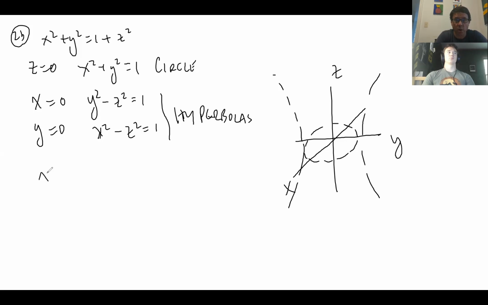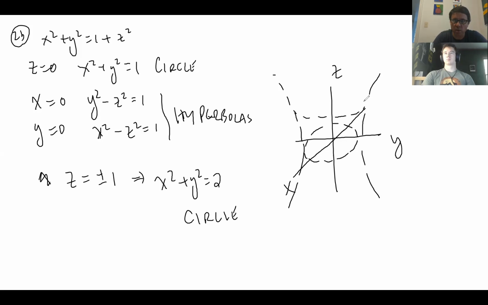If you wanted to draw also when Z is, say, either plus or minus 1, then that means you either go up 1 or you go down 1. You'll have x squared plus y squared equals 2, which is also a circle. It's just a bigger circle. So you get another circle which is bigger.